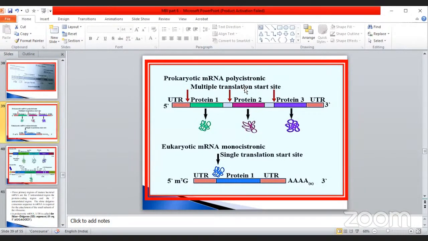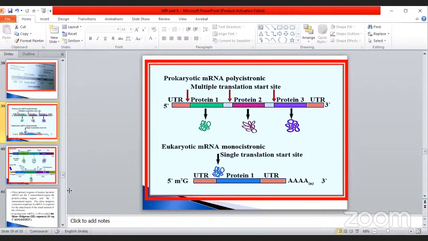And how many translation start sites are present here? If more than one start site is present, it is polycistronic, which is prokaryotic. If only one is present, it is eukaryotic.